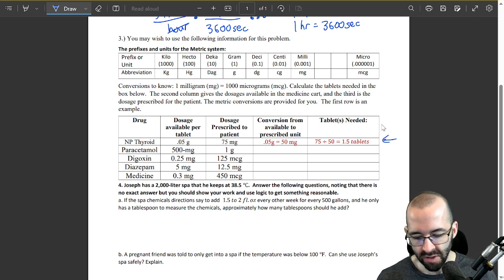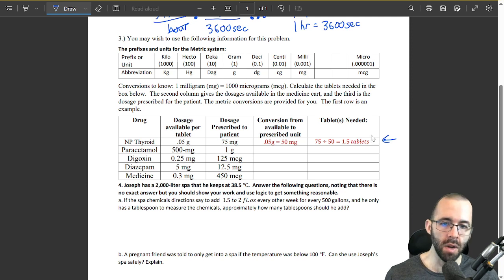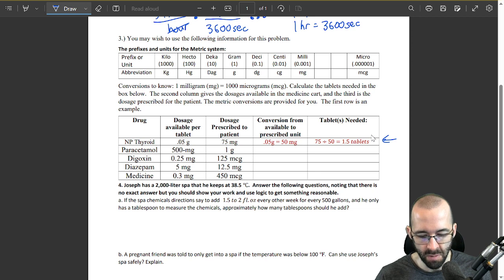Okay. In this first example, the tablets for this drug, NP thyroid, the tablets are 0.05 grams each. So the doctor prescribed 75 milligrams. How many tablets is that? First off, they're in different units, right? Grams and milligrams. We need to convert that. So that's what they're doing.